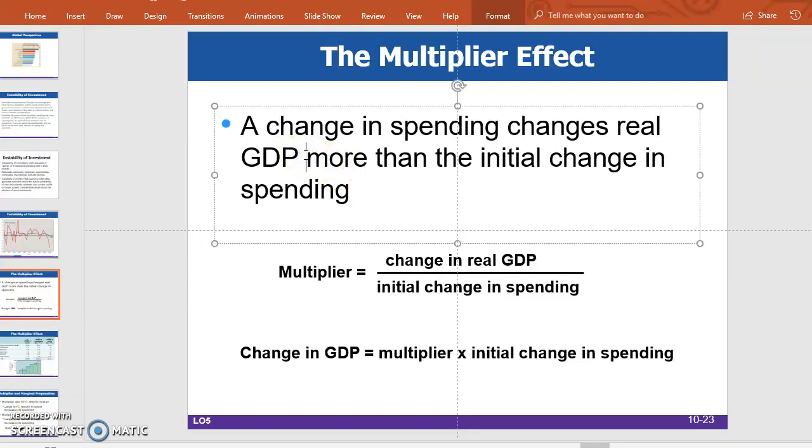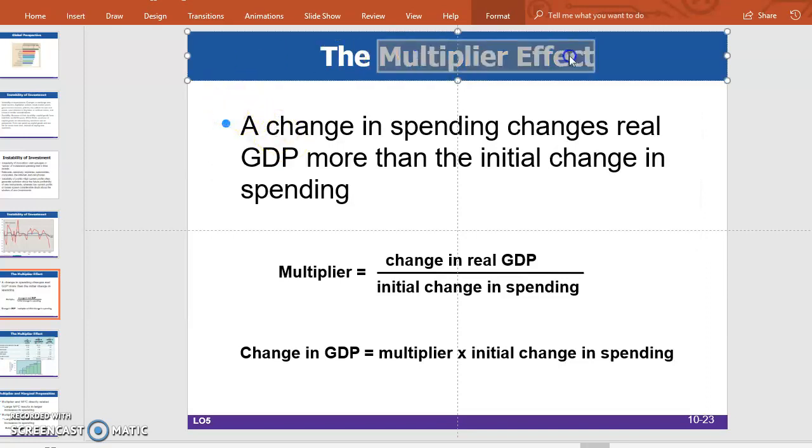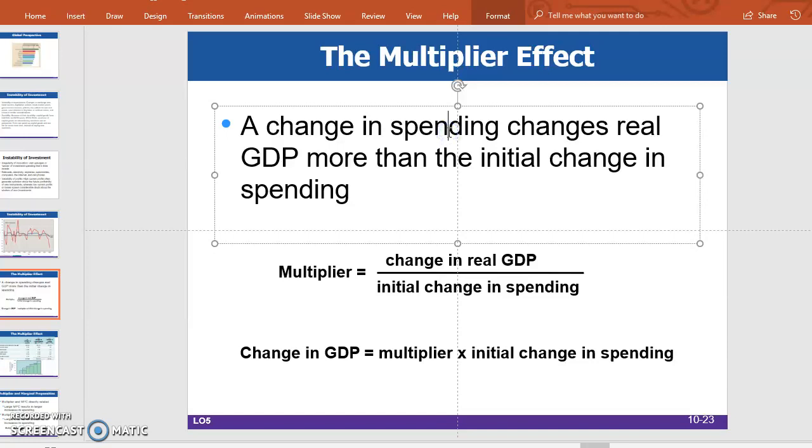This is part 4 of the lecture on chapter 10. So here we discuss the multiplier effect. This effect relates the change in real GDP that we will get in the end because of an initial change in spending. At this stage of the development of the model, spending means autonomous consumption and investment, right?